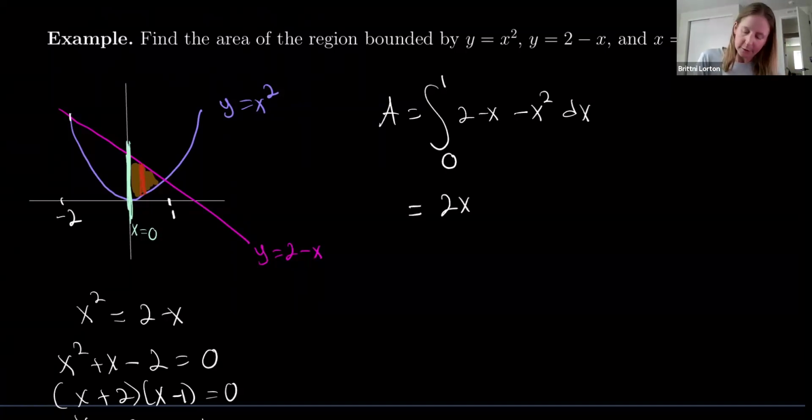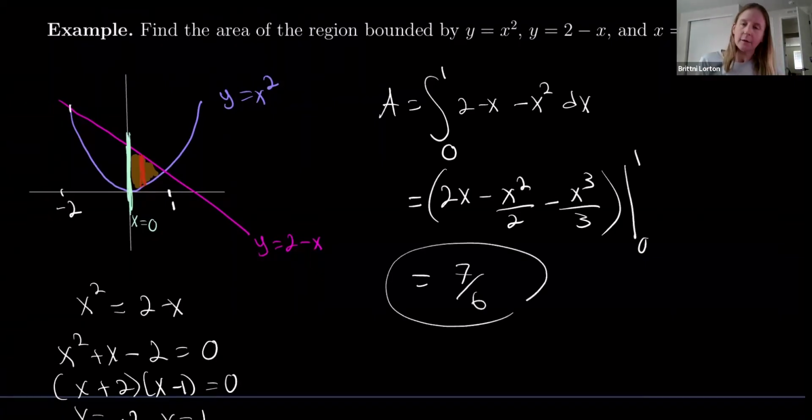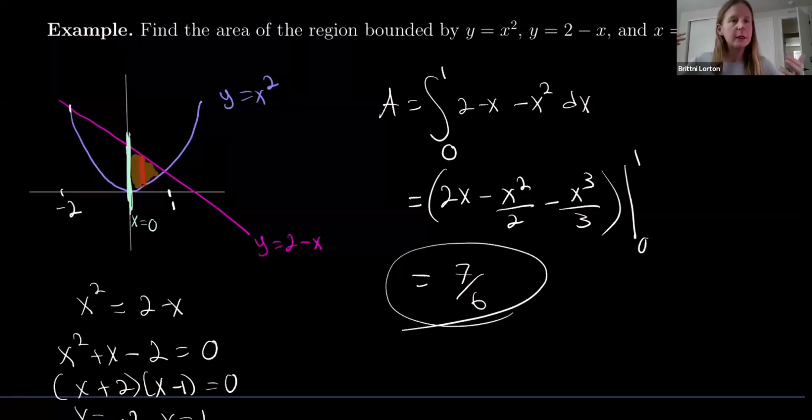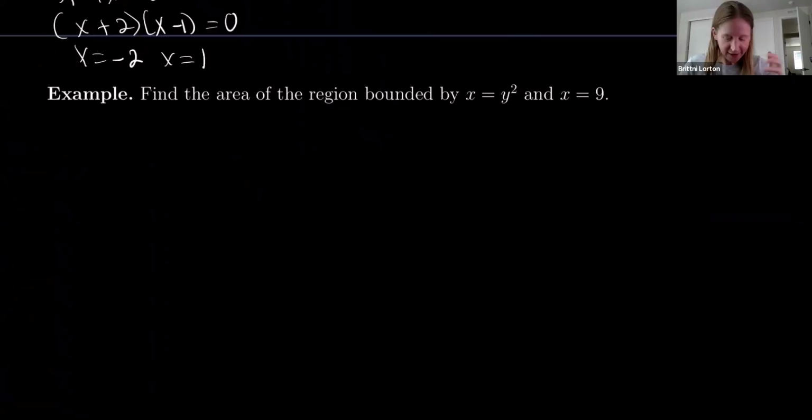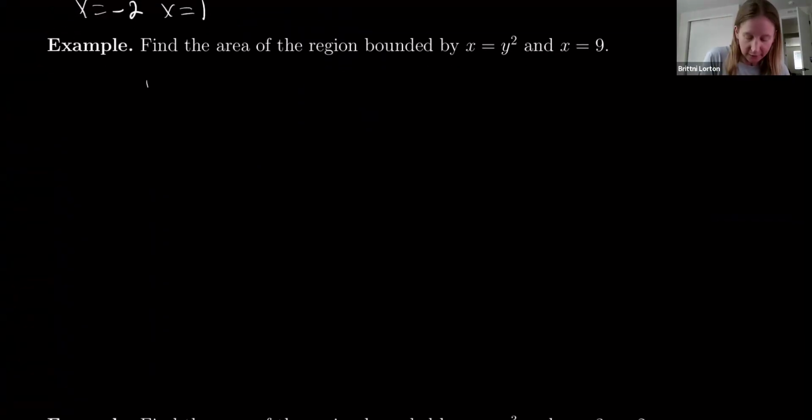And then you integrate 2x minus x squared over 2 minus x cubed over 3 evaluated from 0 to 1. Plug in 1, then plug in 0. Simplify your work. Ta-da. All right, let's keep going. We're on a roll. Find the area of the region bounded by x equals y squared and x equals 9.